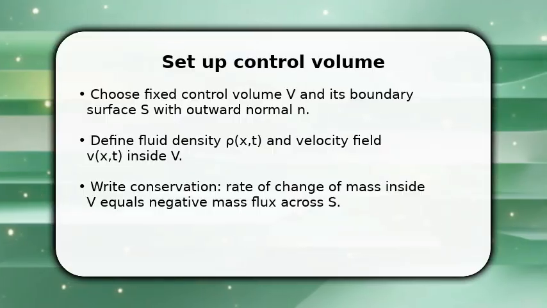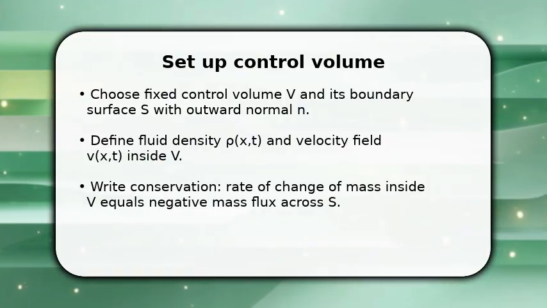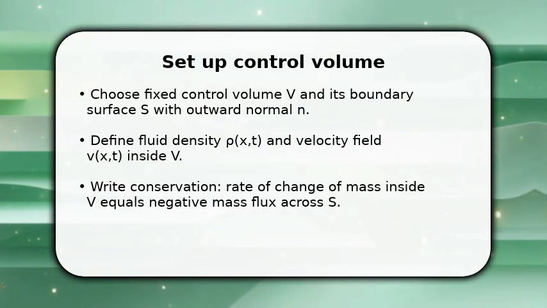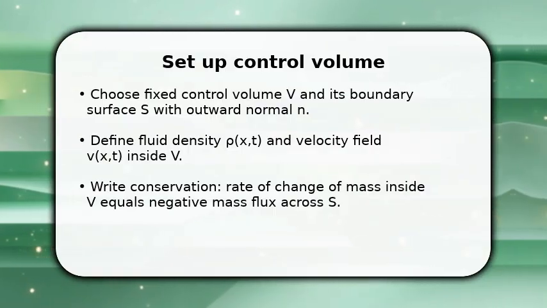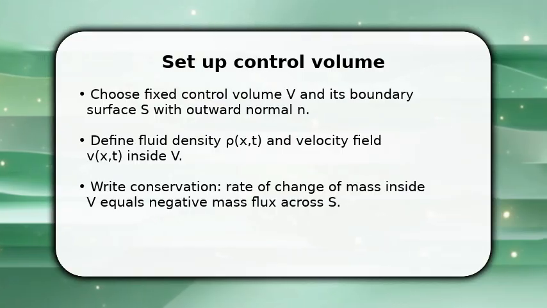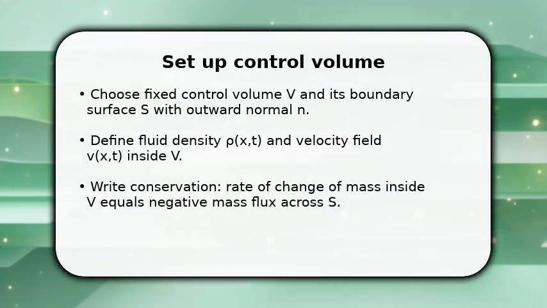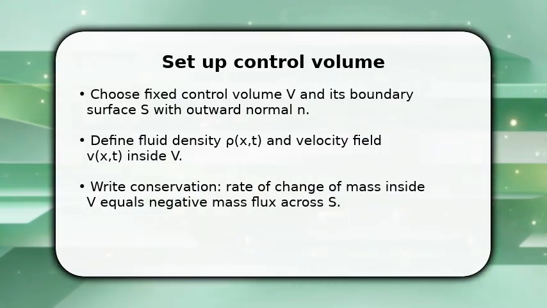You start by picking a fixed control volume V with boundary S and outward normal n. Define the local density rho(x, t) and velocity field v(x, t). Now express mass conservation. The time rate of change of total mass in V equals minus the net mass flux out through S. Compute the volume integral of rho over V and the surface integral of rho v·n over S.